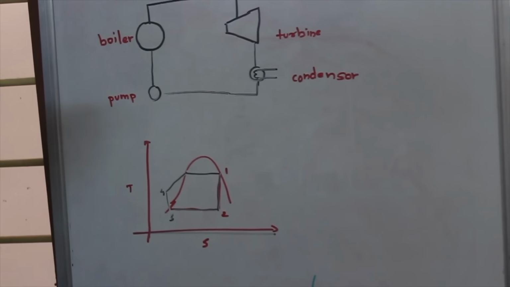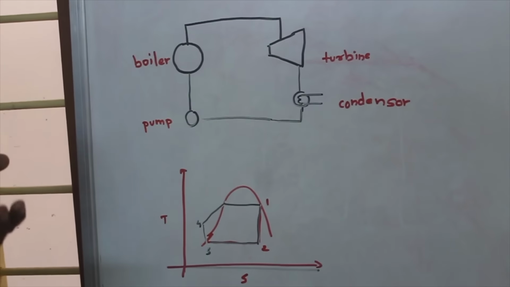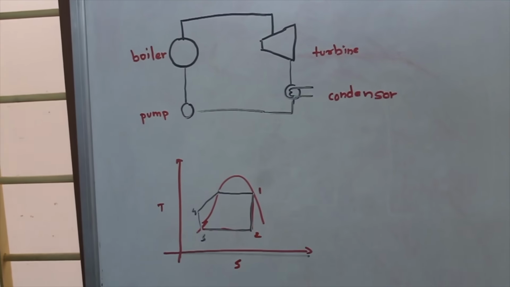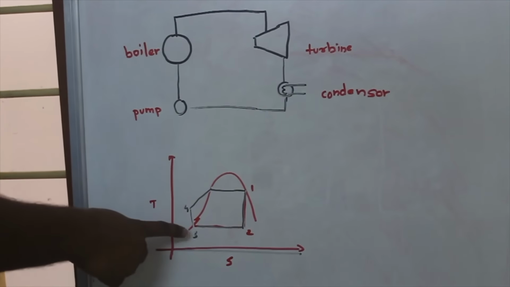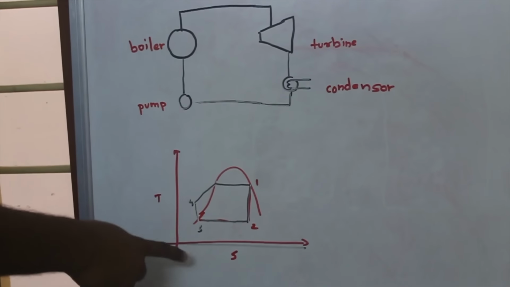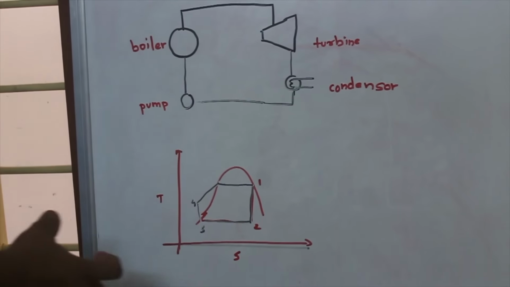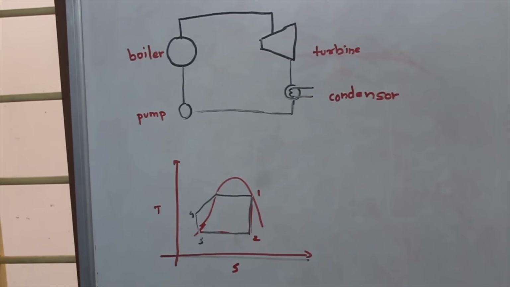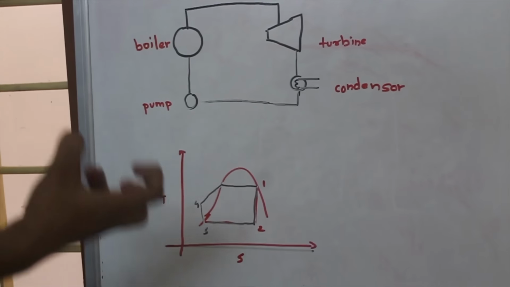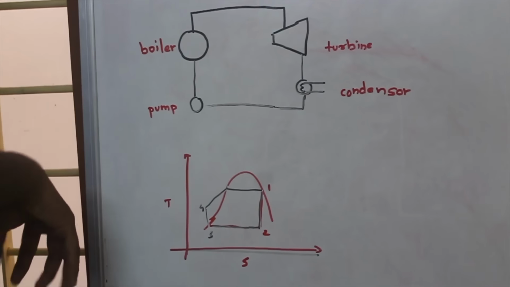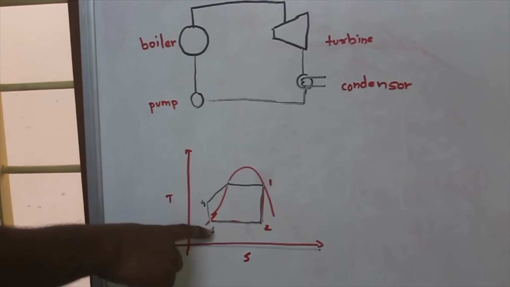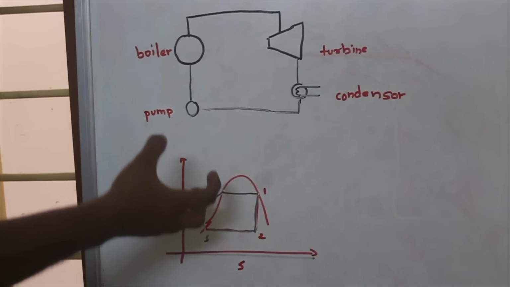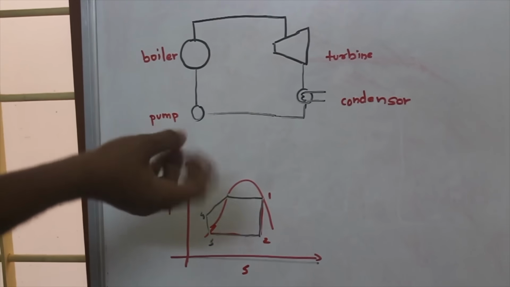The pump works as an adiabatic process, so it is an isentropic process. By using the isentropic process, we increase the pressure. That's what is shown here: by the process 3-4, an isentropic process using a pump, we have increased the pressure. After that, we supply that water to the boiler. So the water has reached state 4 after going through the pump, and from state 4 we supply it to the boiler.